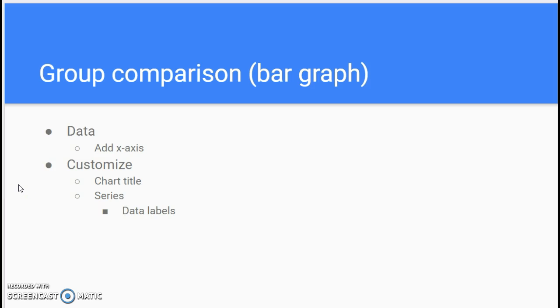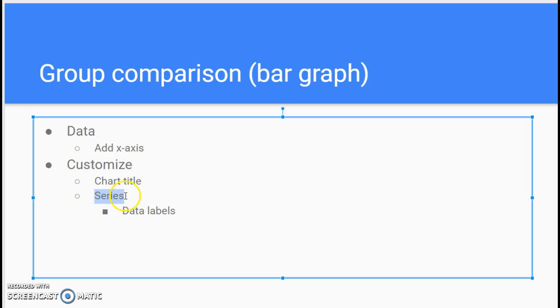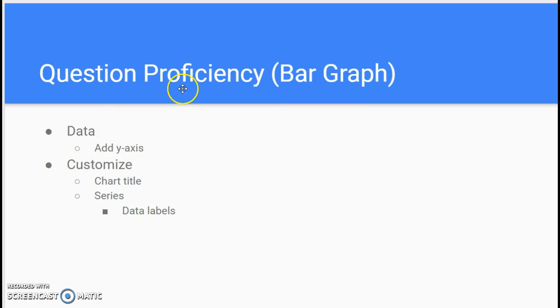To summarize, to make the bar graph for the group comparison, we highlighted the column with all the totals and insert a chart. Then we modified the data by adding an x-axis, which gave the student ID labels. Then we customized it by adding a chart title and then adding series data, which is the data labels. We did the exact same thing with question proficiency by adding an x-axis, customizing by adding a chart title and data labels as well.